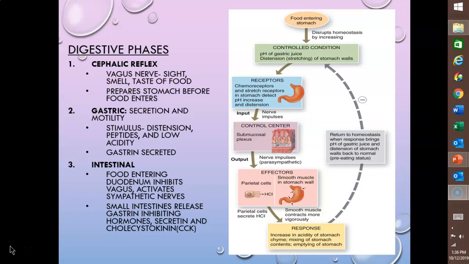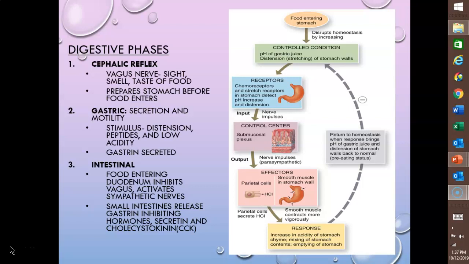The gastric phase begins once food reaches the stomach. Neural and hormonal mechanisms regulate the gastric phase and promote the secretion of gastric juices and gastric motility. The neural regulation occurs when food of any kind distends the stomach and stretch receptors in the walls are stimulated. Chemoreceptors in the stomach monitor the pH of the chyme.